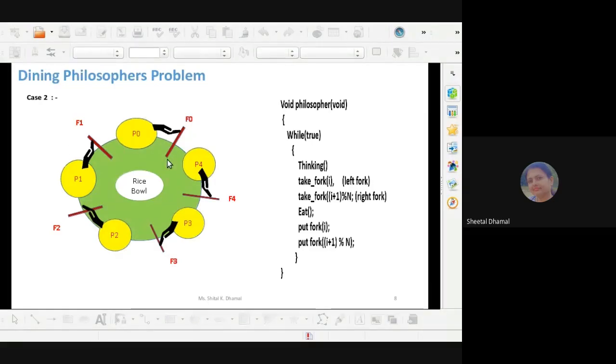all the philosophers are holding resources. P0 is holding one resource and is waiting for the resource already held by philosopher P1. P1 is holding the resource F1 and is waiting for the fork already held by process P2. So this condition is called a race condition. What is a race condition? It is an undesirable situation where the system attempts to perform 2 or more operations at the same time. And here you can observe that deadlock has occurred.